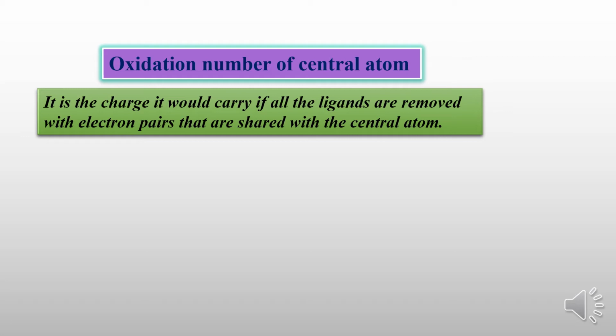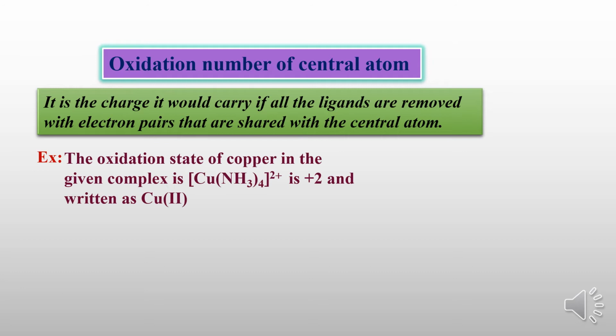So then you will get the charge, that is nothing but the oxidation number. Take an example. The oxidation state of copper in the given complex is +2 and written as copper in Roman letters II. So if you mention a Roman number, that is nothing but the oxidation state.